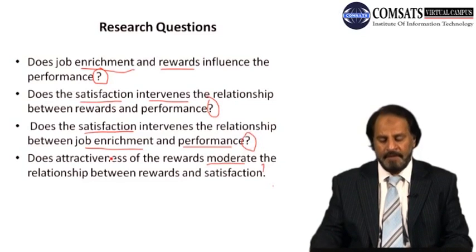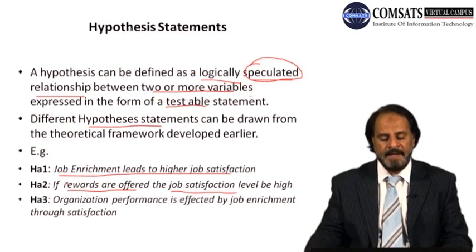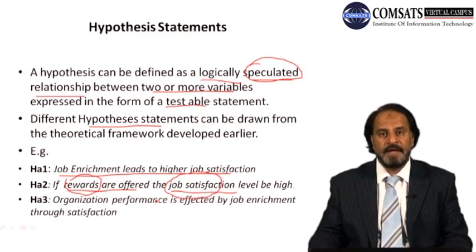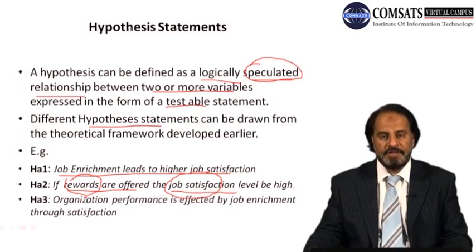So once we have these questions formulated, we are ready to make some speculated statements, that if rewards are offered, job satisfaction level will be high as well. We're claiming that if this is this, then this will happen. The next step is to collect data on rewards and on job satisfaction and see if they are related or not. Once we are able to establish that, then we could say yes, this statement is correct or this statement is wrong. So do you see the point now?